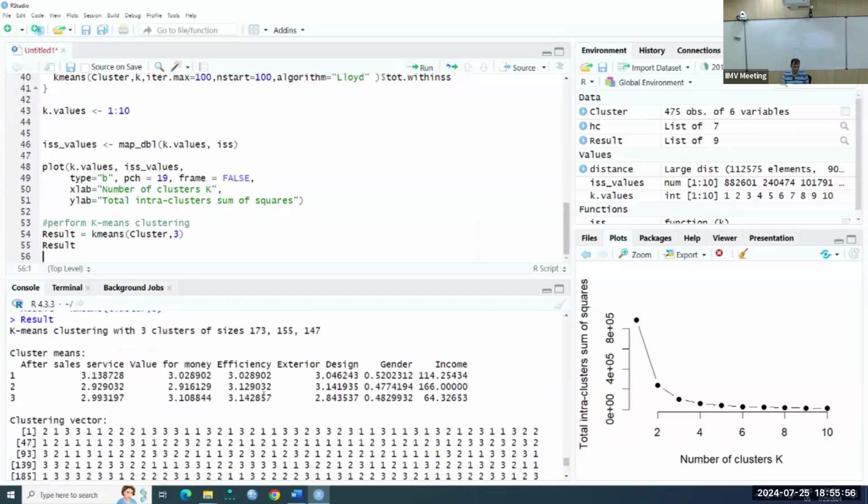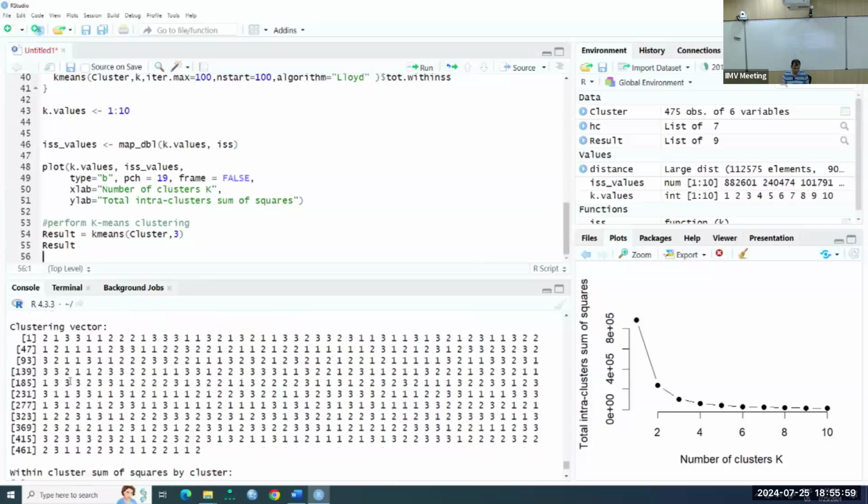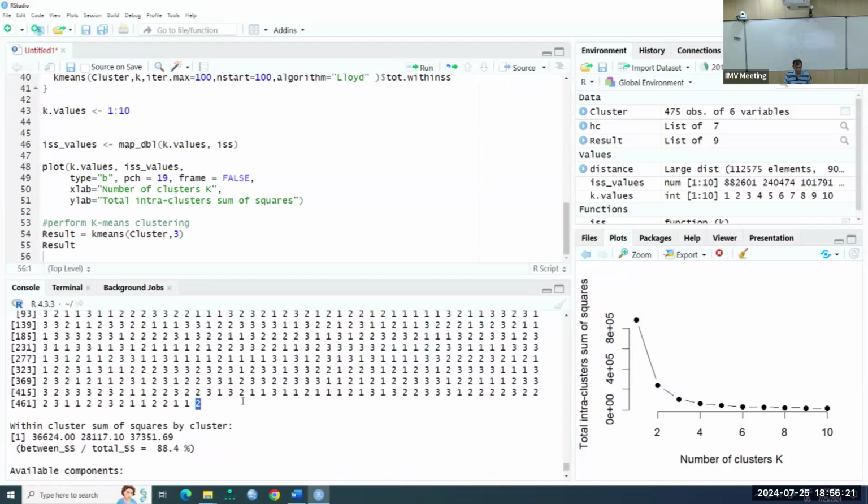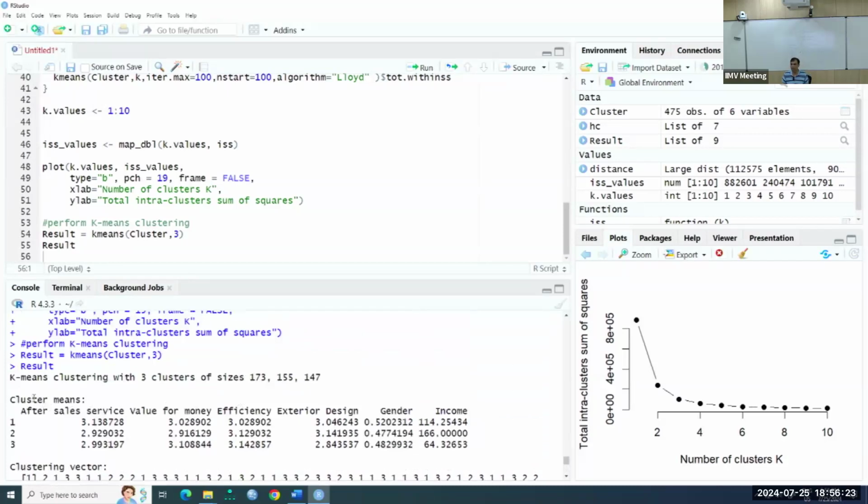Now we got this. Can you see the cluster vector? The first respondent belongs to cluster number 2, the second respondent belongs to cluster number 1, the third belongs to 3, the fourth belongs to 3, and like that up to 470, the fifth belongs to the second cluster. That's how the clustering was done. Now this is very important, called cluster means. Cluster means will tell me the characteristics of specific clusters and what their preferences and needs are.